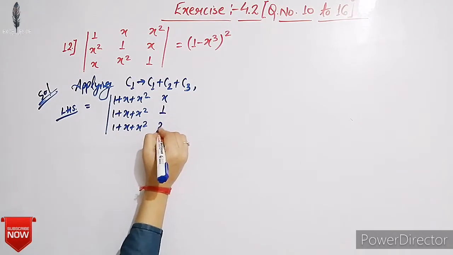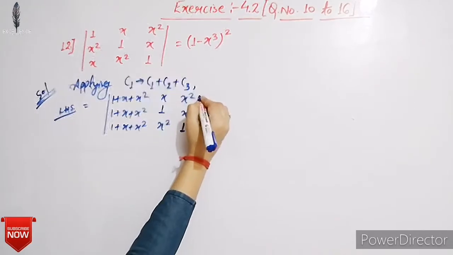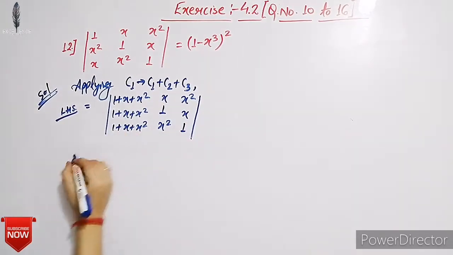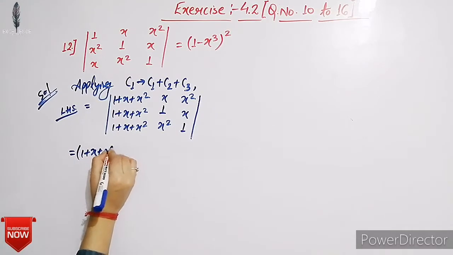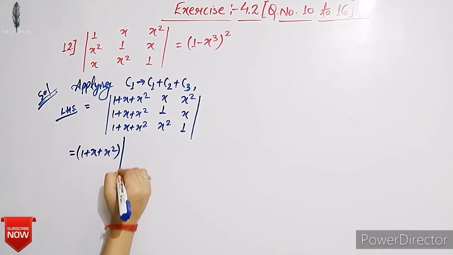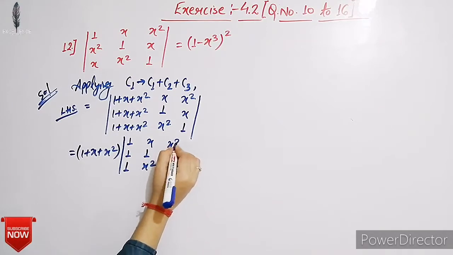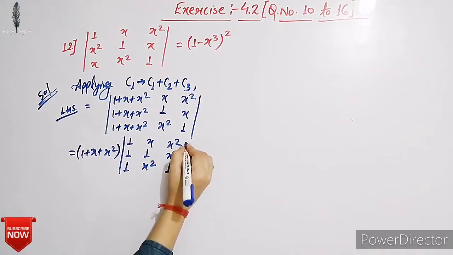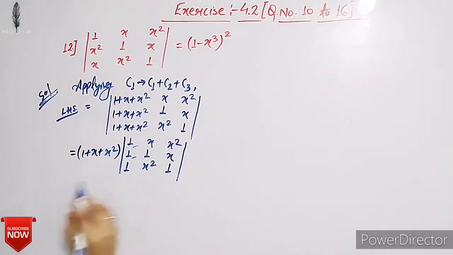C2 is same. C3 is also same. Now taking 1 plus x square common from C1. So it is 1 plus x square into 1, 1, 1. C2 is same, x, 1, x square. C3 is same, x square, x, 1. Now simply, 1 minus 1 is 0, 1 minus 1 is 0.